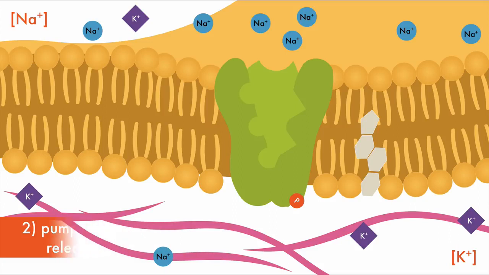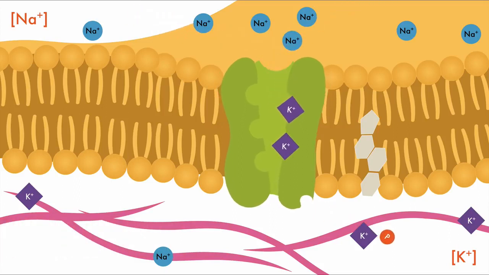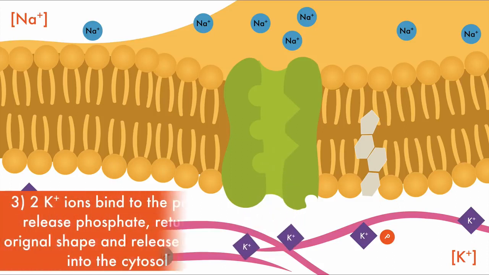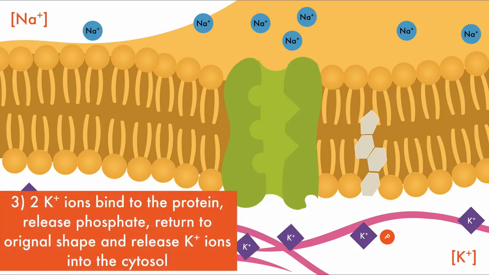Now 2 potassium ions will enter the pump, which causes the phosphate to break off and return the pump to its original shape and release the potassium into the cytosol. Again, sodium will diffuse into the cell on its own, and potassium will diffuse out. The pump forces the sodium to be outside the cell and the potassium to be inside the cell.